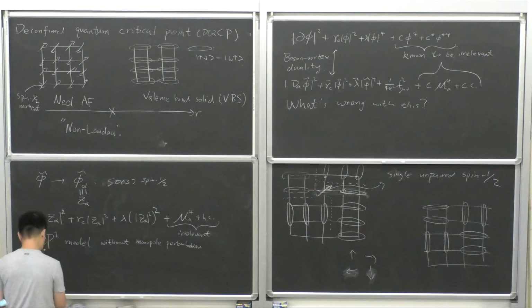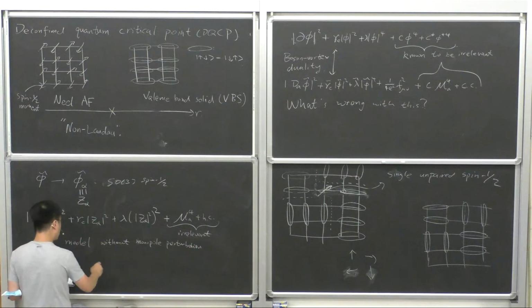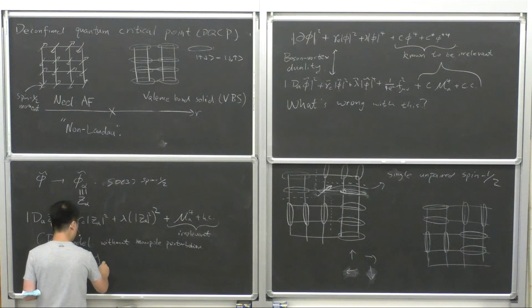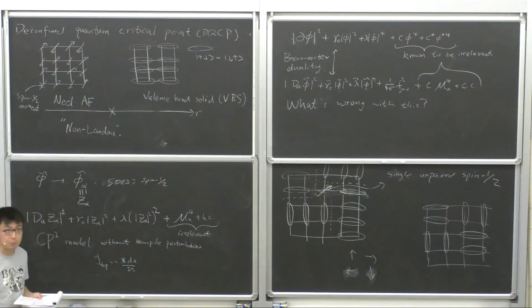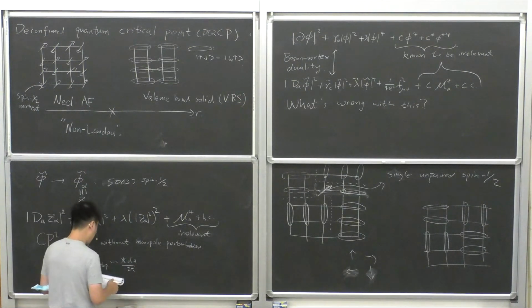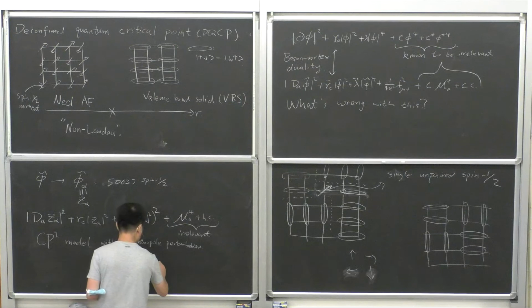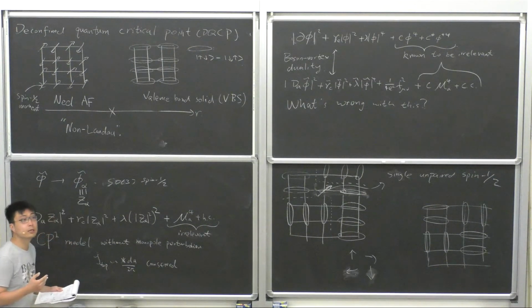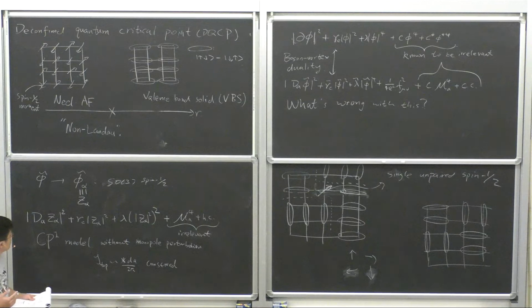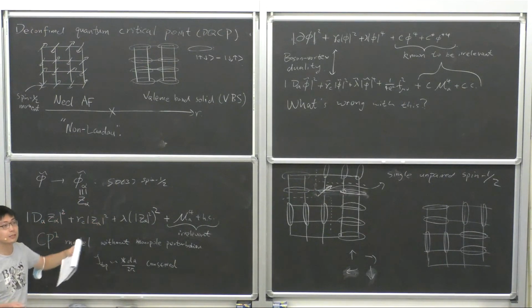So having no monopole perturbation just means this topological current, which is star dA over 2 pi, we've seen many times before, is now conserved. So index alpha runs from 1 to 2. It's just spin up and spin down.